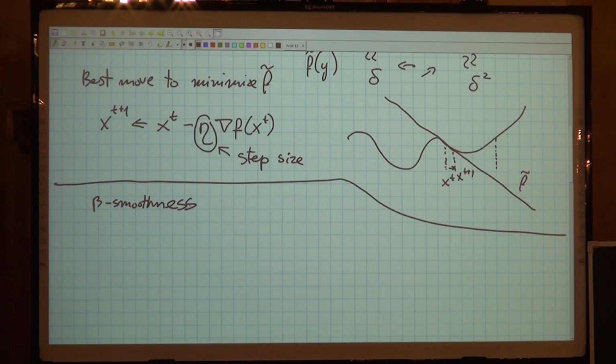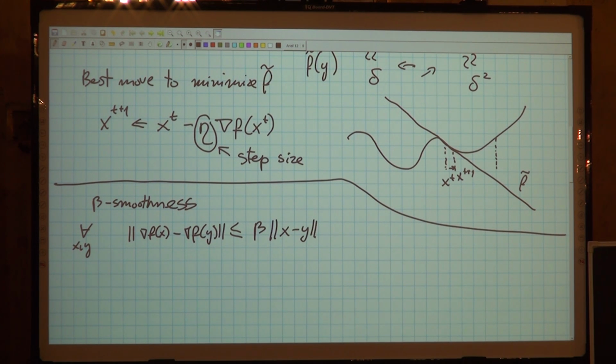Clearly the function has to be smooth for this approximation to make sense. But we want to quantify it, and what it means is that the function is beta smooth if for any two points x and y, the gradient of the function at x and at y should not differ by more than beta times the distance between these two points. This says that the slope of the local approximation should not vary too crazily. It essentially should be continuous in some way.